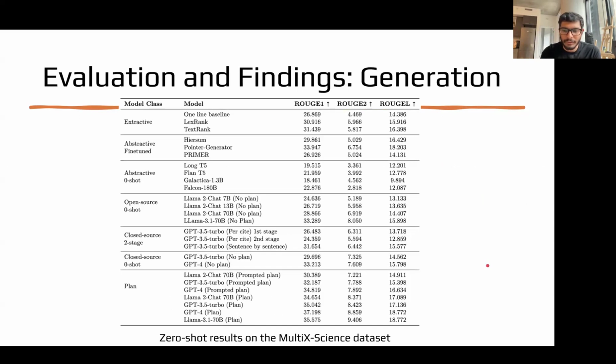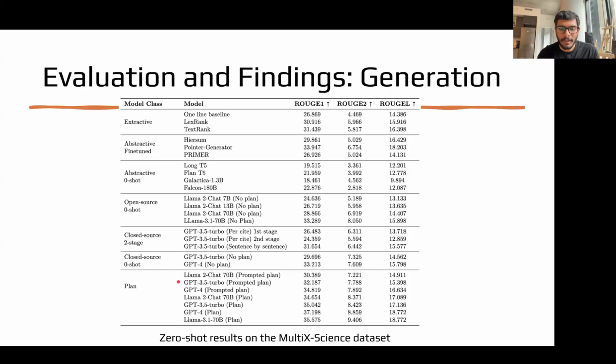And these are results on the Multi-XScience dataset. It's the same sort of experimentation regime, but on a different dataset, and we have more baselines compared here. These are some extractive summarization baselines, some abstractive ones, some zero-shot models, some open source zero-shot models, and overall the story is the same.